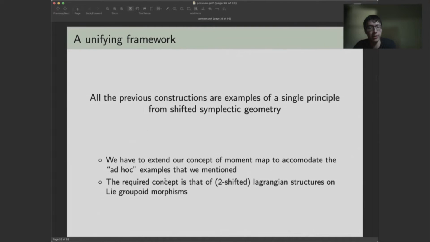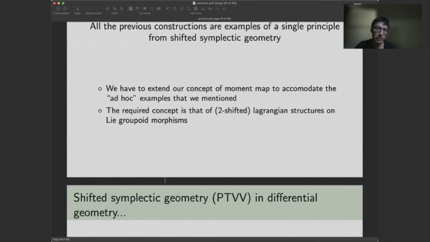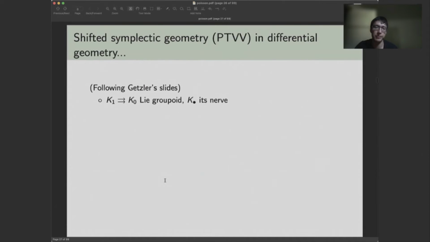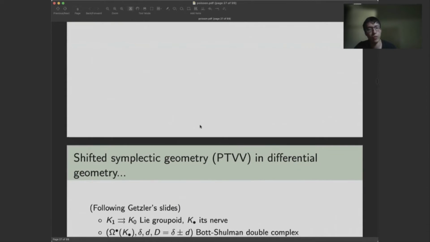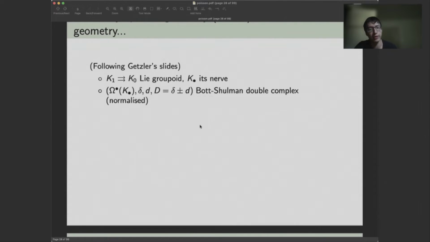So the concept that we are going to use is that of two-shifted Lagrangian structure on a Lie groupoid morphism. Now let me tell you what that is. Basically the setting is the following. We have a Lie groupoid, we have its nerve, and then we have the Bott-Shulman double complex associated to this simplicial manifold.